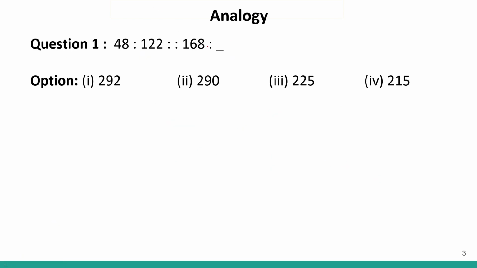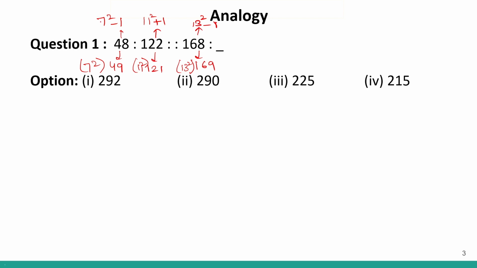Now, if you look at these numbers, 48 is very close to 49 and 122 is very close to 121. Correct? Similarly, 168 is very close to 169. Now, what is 49? 49 is 7 square and 121 is 11 square. Correct? 169 is 13 square. So basically this is 7 square minus 1 and this is 11 square plus 1. Correct? This is 13 square minus 1.